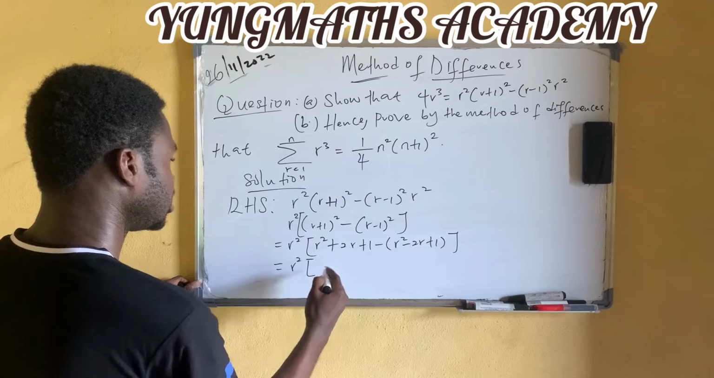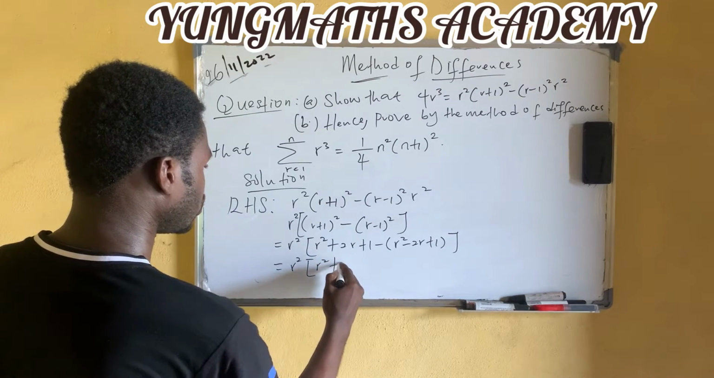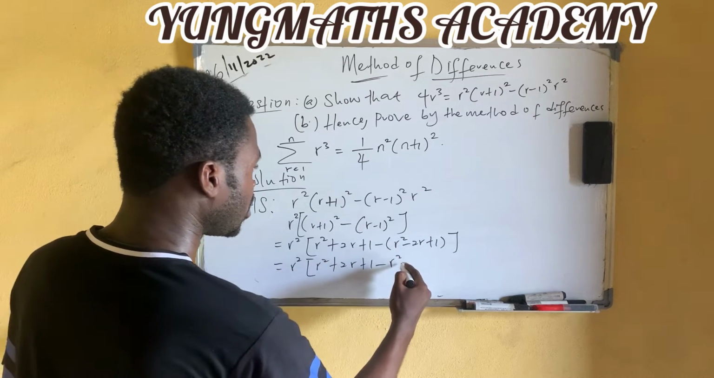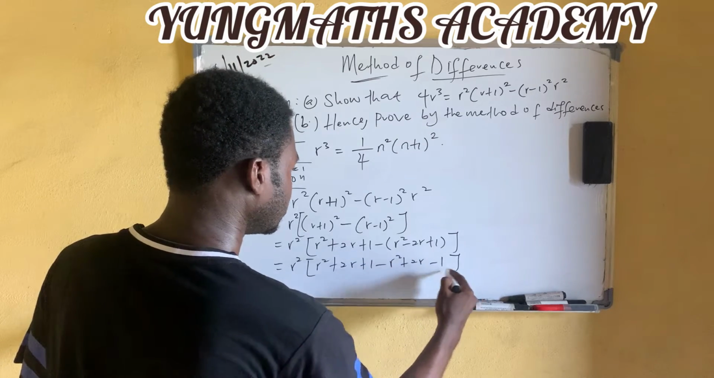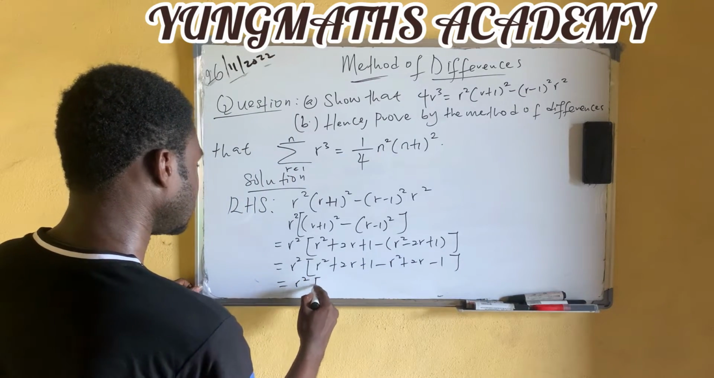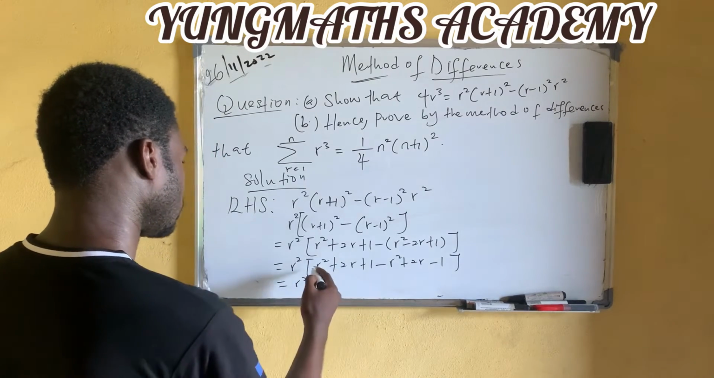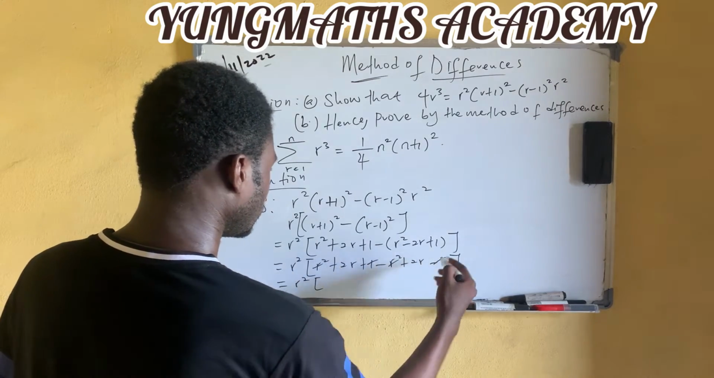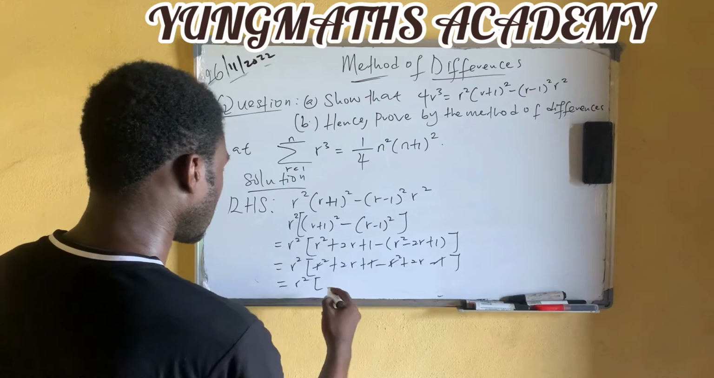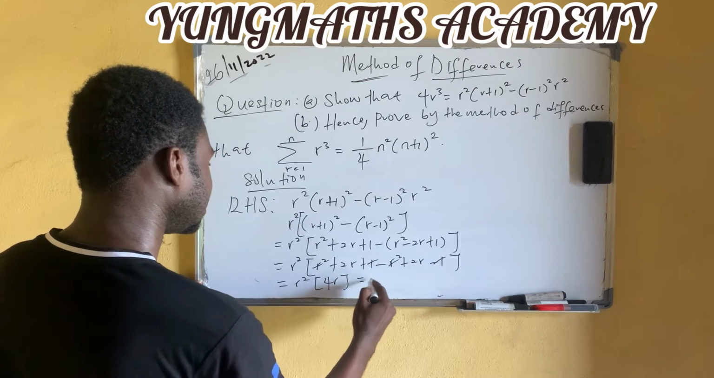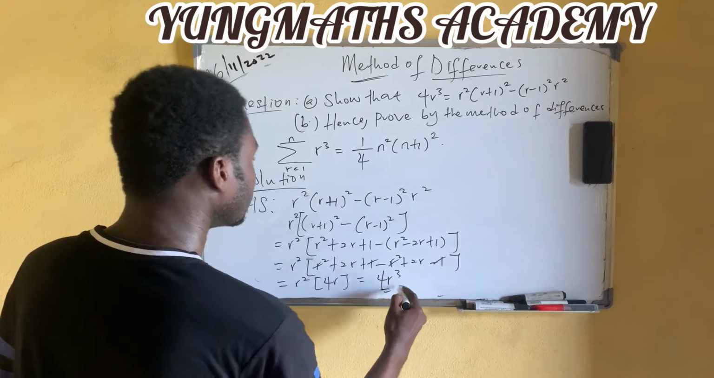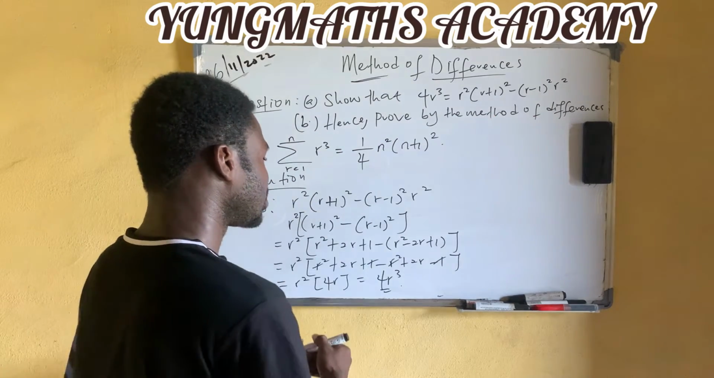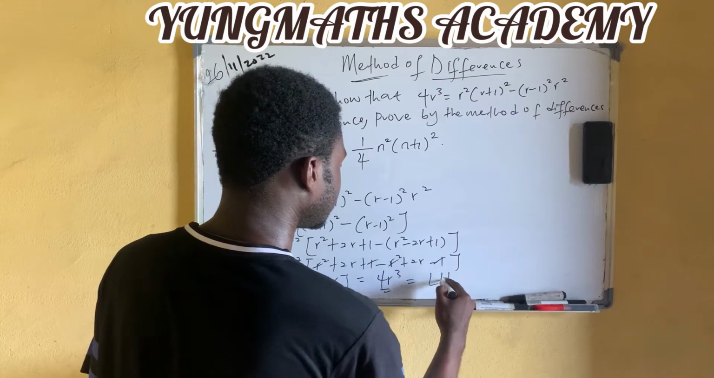So I have r squared into r squared plus 2r plus 1 minus r squared, minus minus 2r, that's plus 2r, minus 1. Here the r squared minus r squared cancels out, and 1 minus 1 also cancels out. So now I have 2r plus 2r, which is 4r, and this simply gives me 4r cubed. We've been able to show A, that the right hand side is equal to the left hand side.